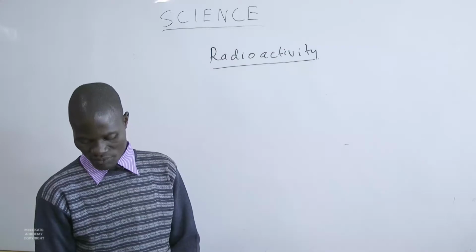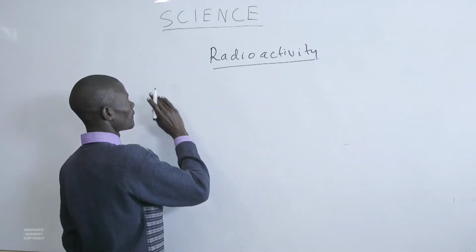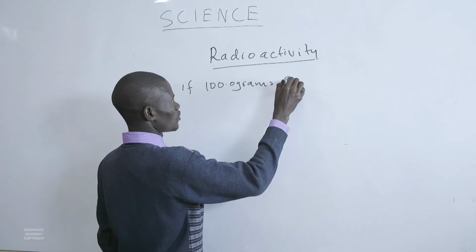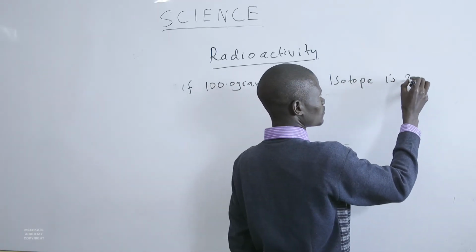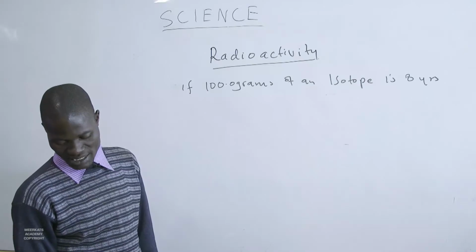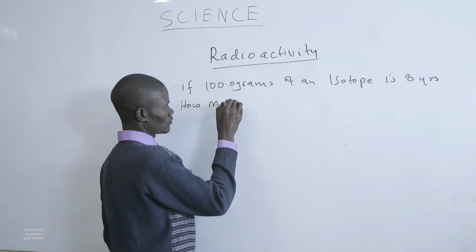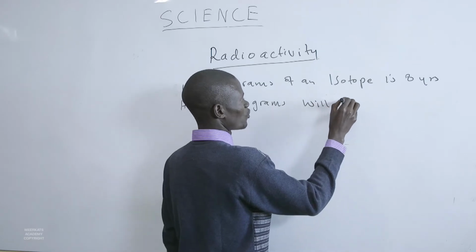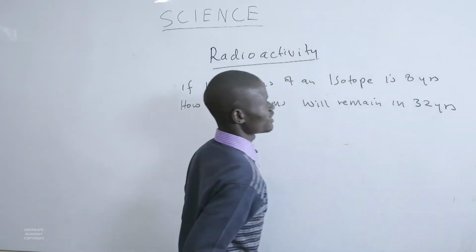If the half-life of 100 grams of an isotope is 8 years, how many grams will remain in 32 years?